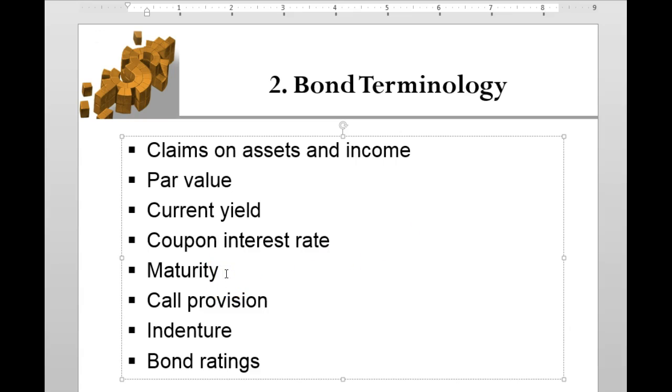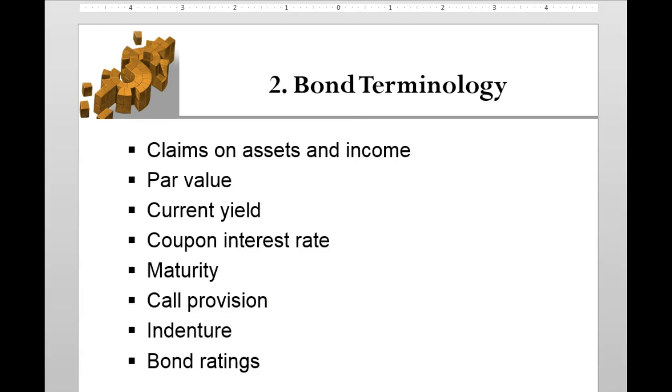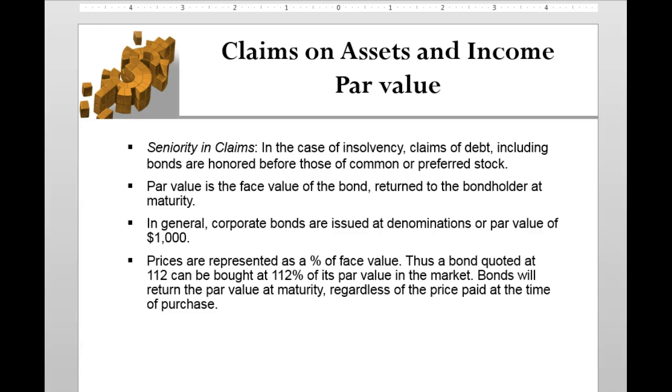Maturity is when the proceeds are ready to be paid back. Call provision kind of means if you decide halfway through the bond that you want to call it at a certain price, that you can, and that's written into the bond issue to begin with. Indenture, and then bond ratings, and we're going to cover all of those. So let's keep moving here.